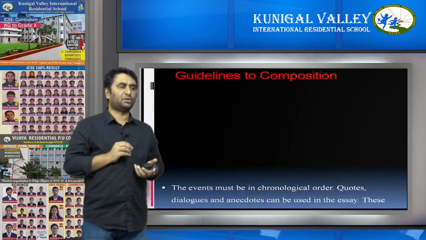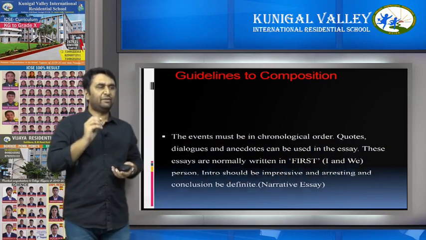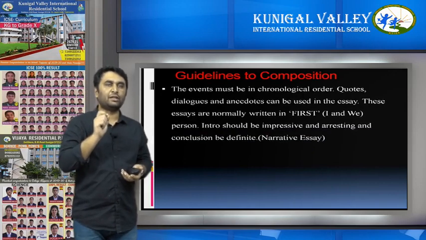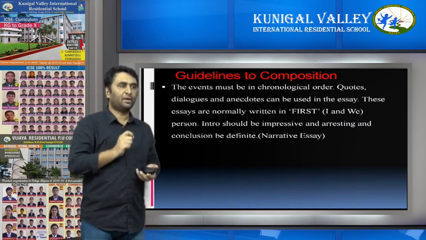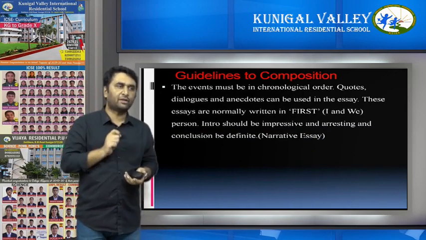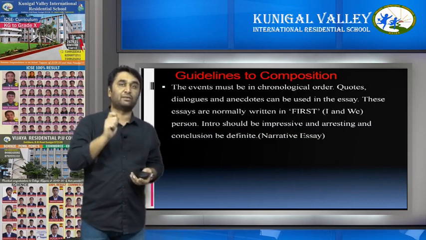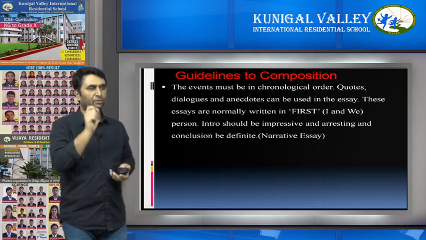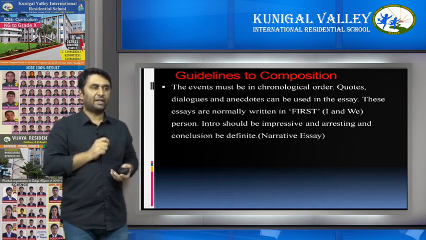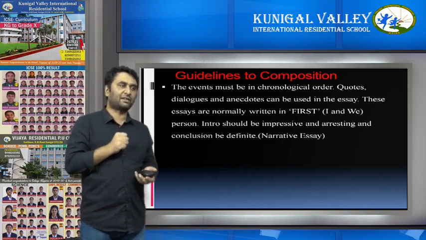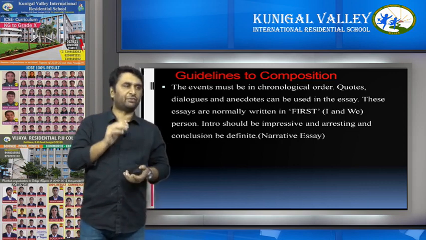Here we go with the next rule. In narrative essays, the events must be in chronological order. Quotes, dialogues, and anecdotes can be used in the essay. These essays are normally written in the first person, I and we. The intro should be impressive and arresting, and the conclusion should be definite.